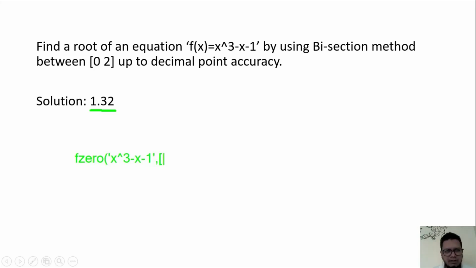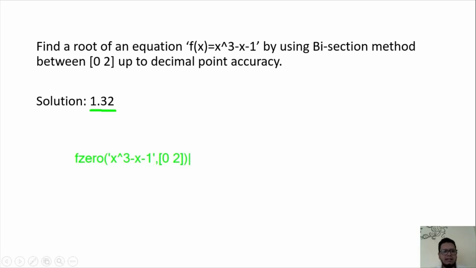All our equations in engineering are finite. All our systems are finite. We don't work on infinite systems. Always we work on finite systems. So we have a limit for x. So the x lower limit is 0, and the upper limit is 2. So 0, space, 2, close your square brackets. Then close your parenthesis.